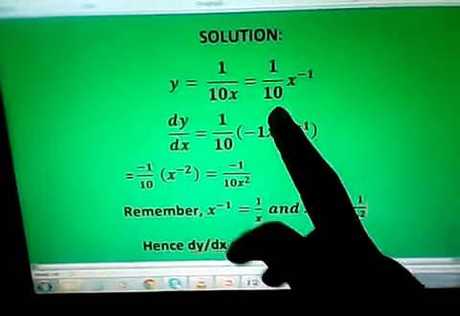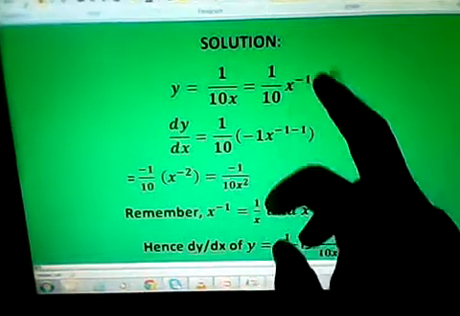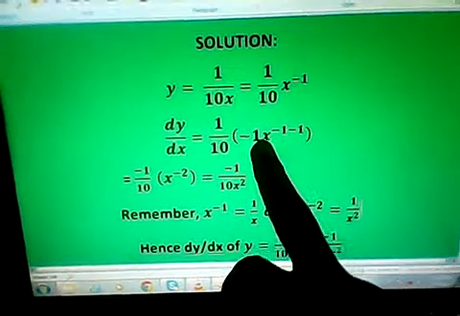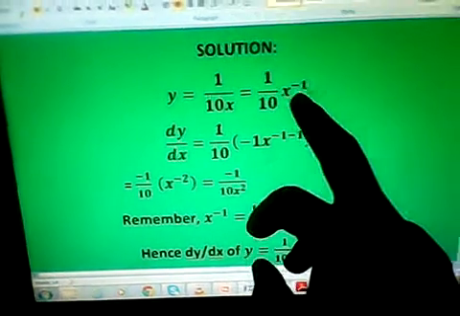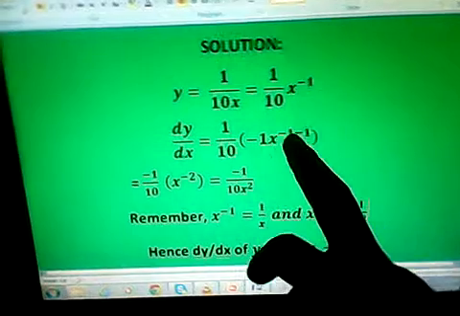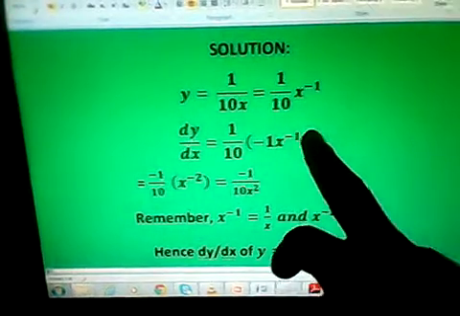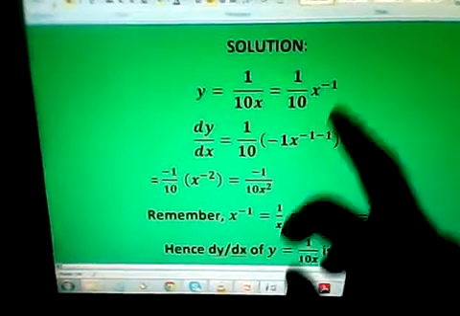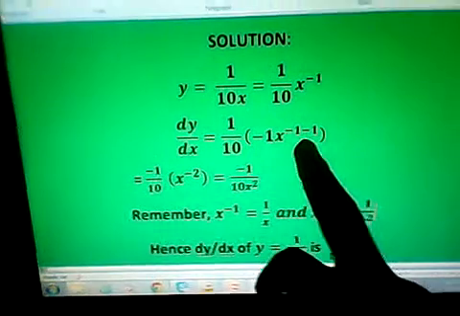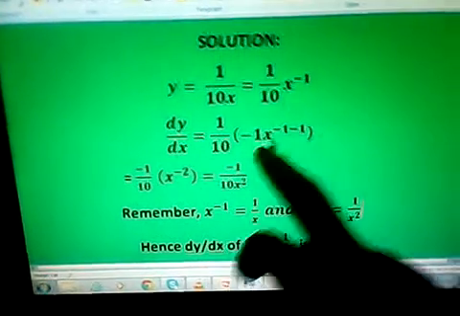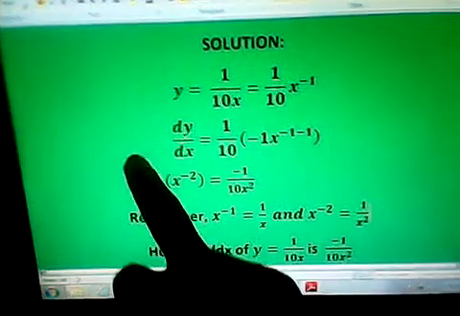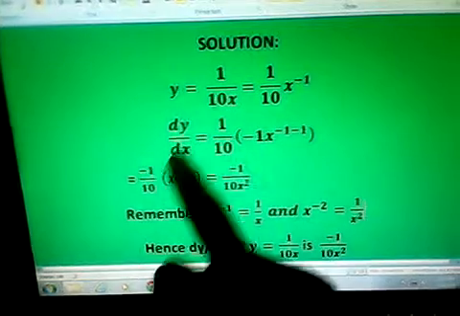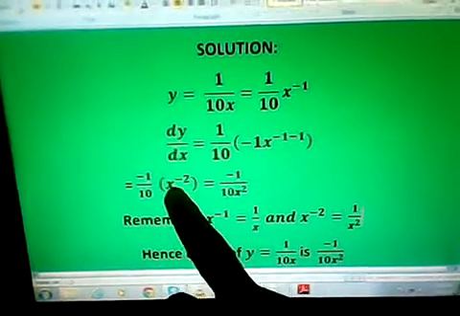We can bring this 1 over 10 out, then obtain the derivative of x raised to the power minus 1, which is very easy. Minus 1 goes forward, multiplying x. Then the old power, which was minus 1, we subtract 1 from it, minus 2. You must always subtract 1 from the old power to get the new power. So that is x raised to the power minus 2 inside the bracket. And I multiply that by 1 over 10, and that gives us minus 1 over 10, x raised to the power minus 2.